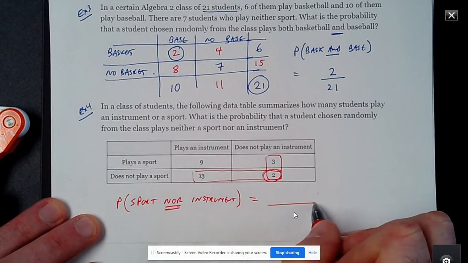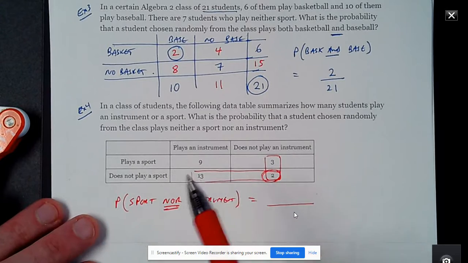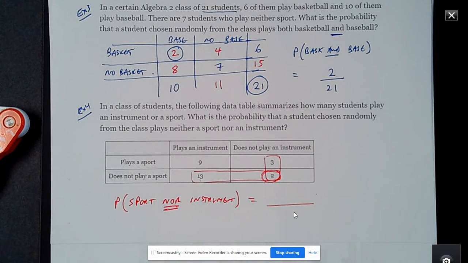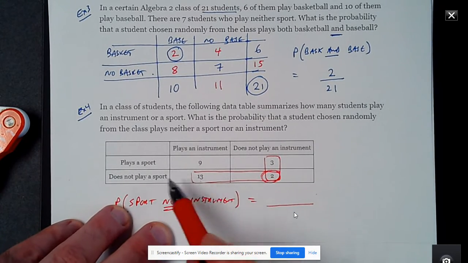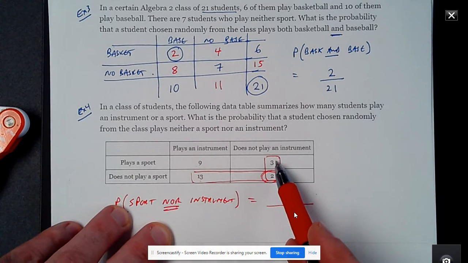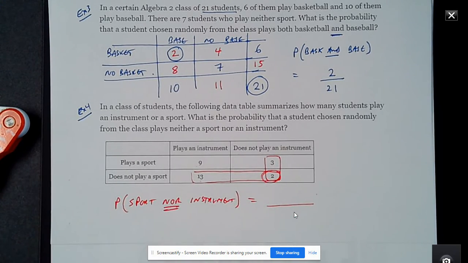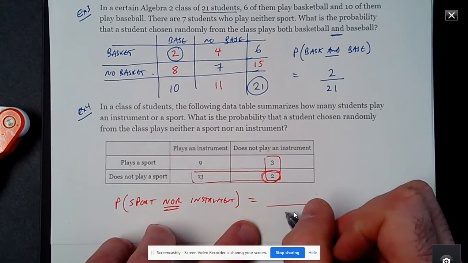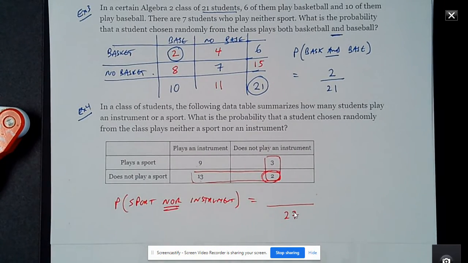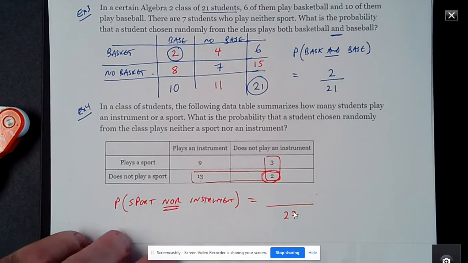So let's go ahead. How many is this out of? Well, 9 plus 13. That will give you no, not the other way. 9 plus 3 is 12. 12 plus 15 right there. That should give you a total of 27. All right, so I know everything's going to be out of 27. There's 27 students in total.